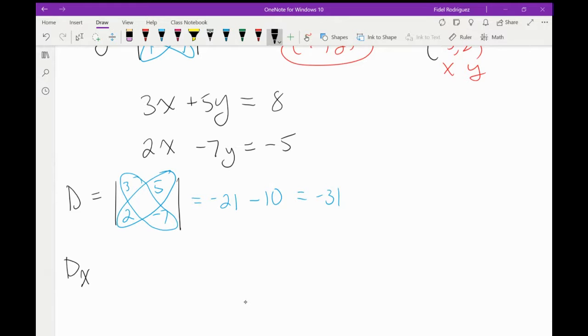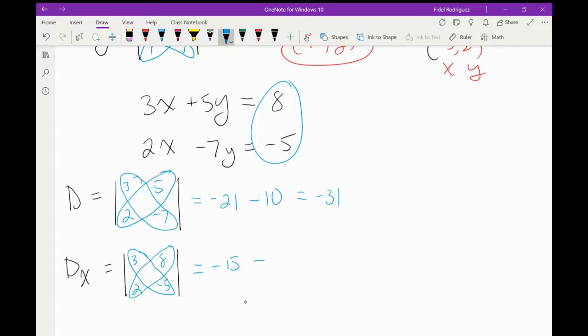And then the dx matrix or determinant, we're going to leave the 3 and the 2 alone. And we're going to replace the numbers in the second column with 8 and a negative 5. And again, I'm going to go along the diagonal. That's going to give me a negative 15.